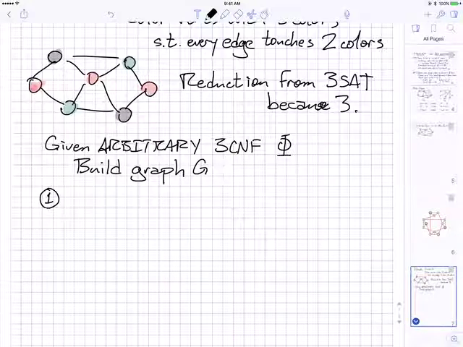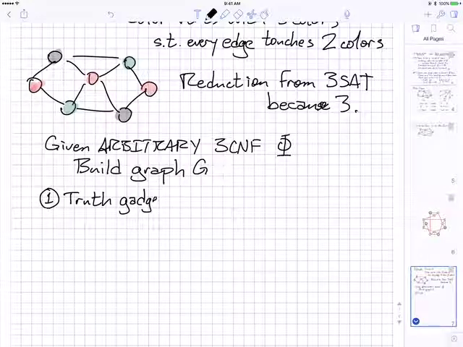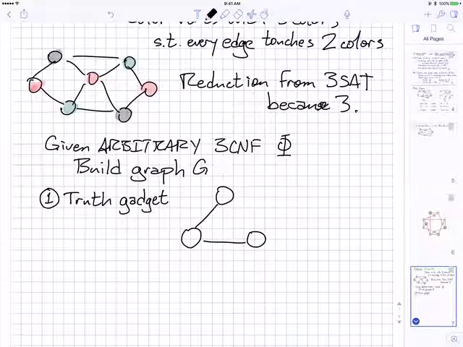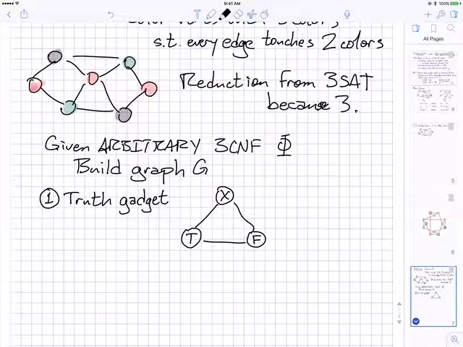So I'm going to set up various gadgets that enforce some correspondence in the semantics of the formula and the structure of the graph. The first of these gadgets I'm going to call a truth gadget. And what the truth gadget is going to look like is just a triangle. Now I'm going to label one of these vertices T, one of these vertices F, and one of these vertices I'm going to call X. And now this is always going to be part of the graph G.